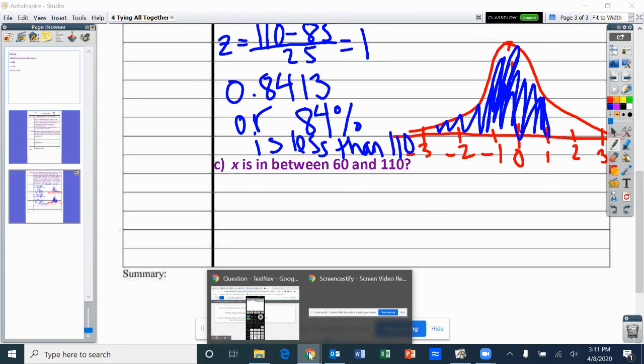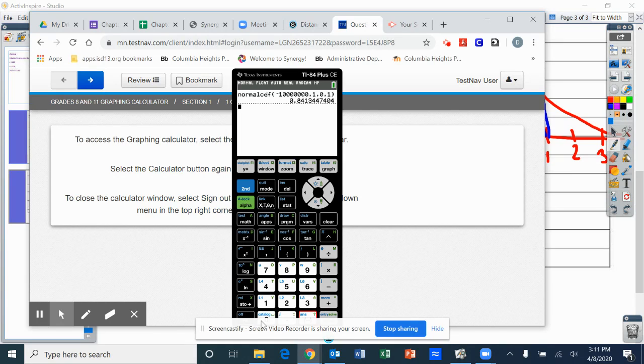But if you'd like to use your calculator, again, you hit the second variables, second option, and again, we are going to the left. So our z-score is changing to -1 this time. And we should get 0.1587.